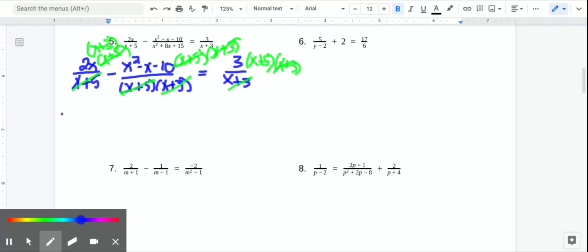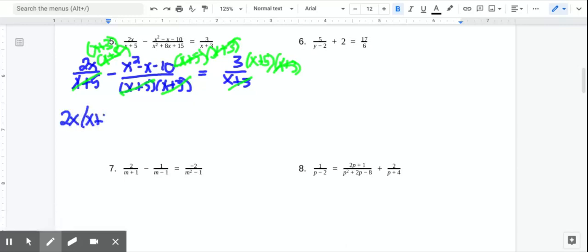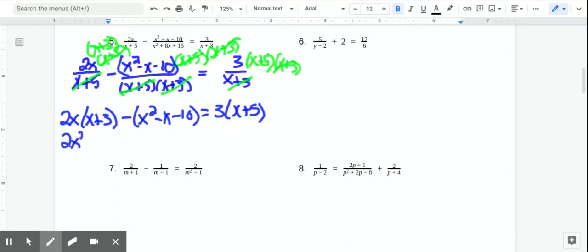In this first part, we have 2x times x plus 3, minus, now everything canceled, but I am going to toss this in parentheses because that minus is going to have to be distributed. And then this last one, I have 3 times x plus 5. All right, no more fractions. So what we're going to do now is distribute. So we get 2x squared plus 6x. Now I'm distributing that negative, so minus x squared plus x plus 10. And distributing that.